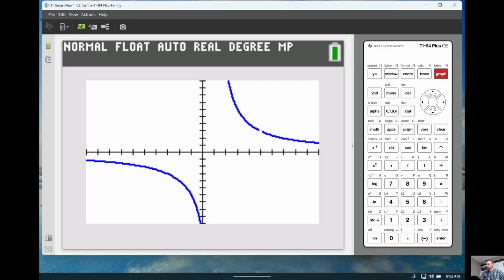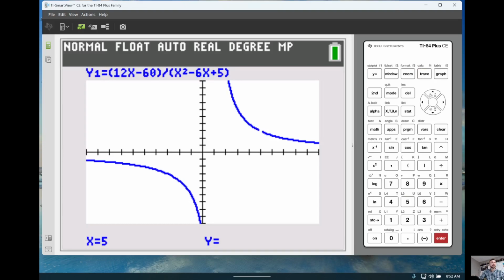But now, trace 5, enter, goes to that value. It does not exist there. That doesn't mean the limit does not exist. You have to differentiate the difference between a point and the limit. Limit cares what is it approaching.